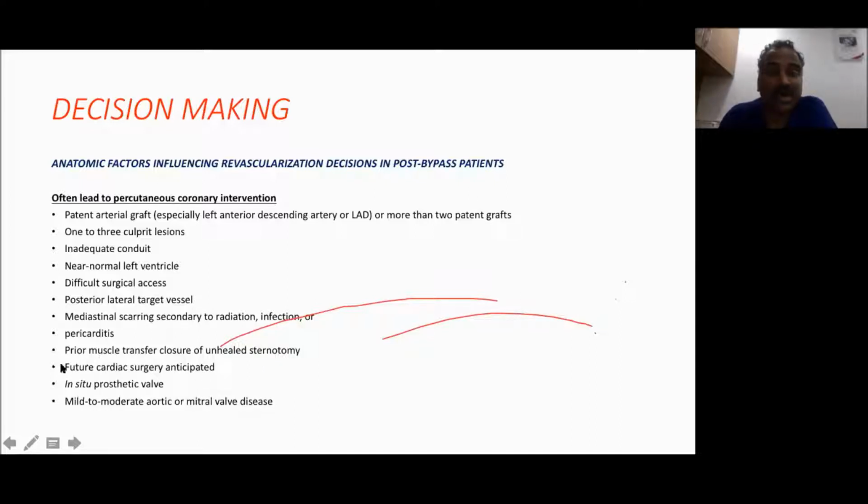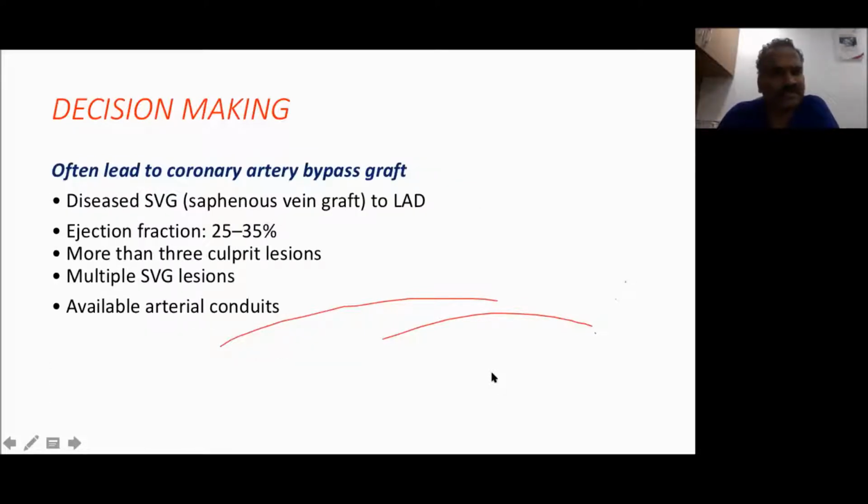And in patients where you are anticipating another surgery in future, like patients who have valve lesions, like mild to moderate AS, or some mitral valve disease, or patients already having a prosthetic valve, maybe a bioprosthetic valve, who can go again for restenosis and reintervention or resurgeries in future. In those patients, it's always wise to consider percutaneous interventions in view of future surgery.